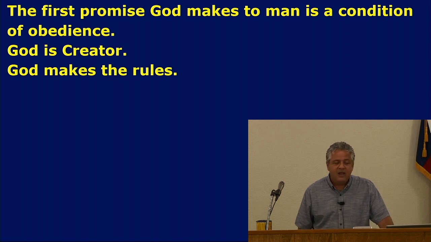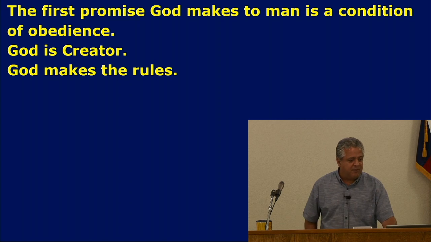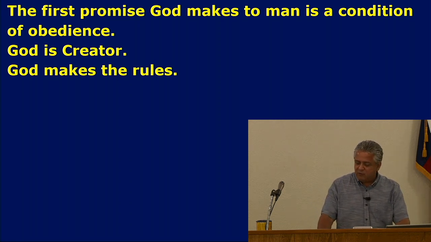I'm the creator. I make the rules. So God is creator and makes it very clear in this first promise to Adam, a condition of obedience, that he is the creator of all things and that he makes the rules.